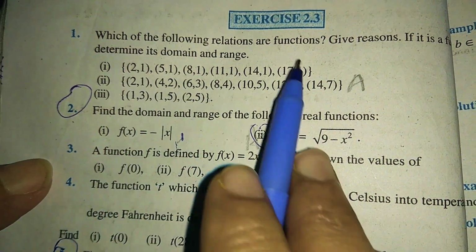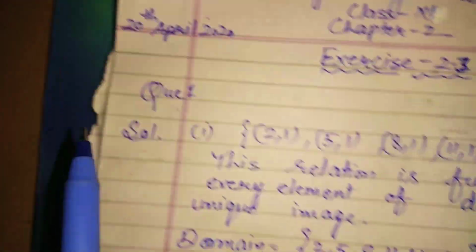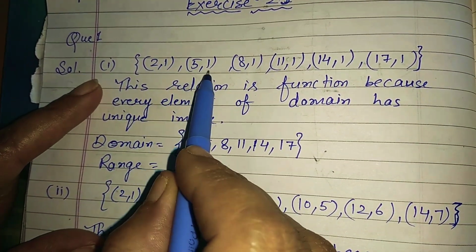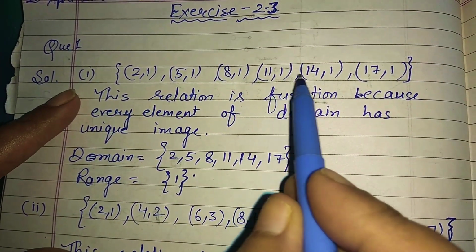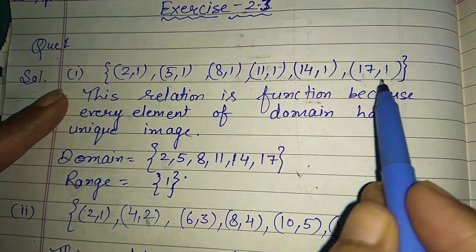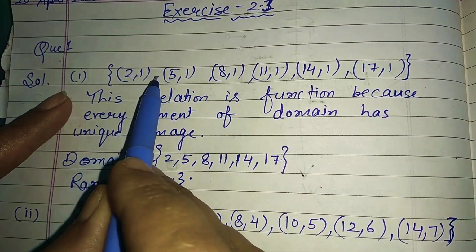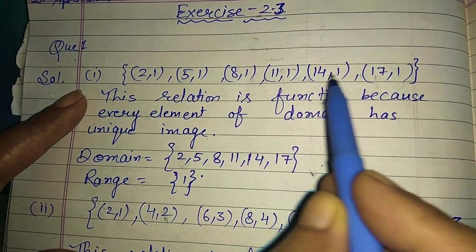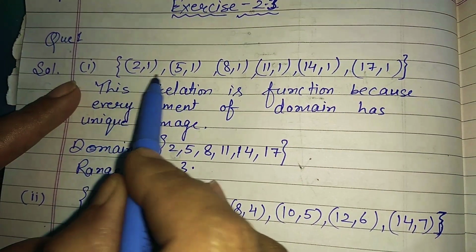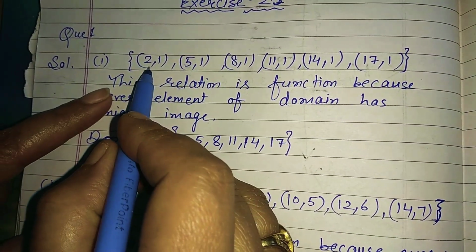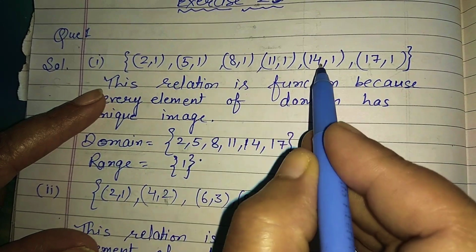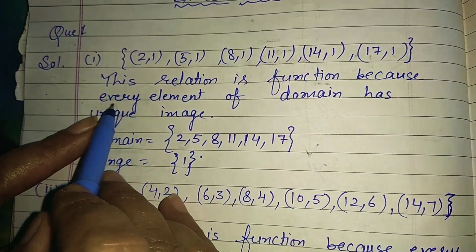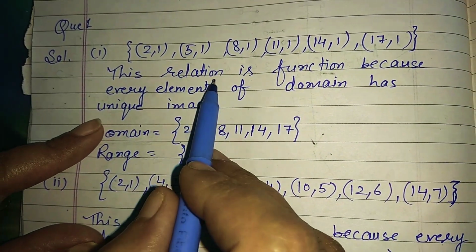So firstly we have to check which relation is a function. Look at the very first part. The relation is this: (2,1), (5,1), (8,1), (11,1), (14,1), (17,1). Look at the domain. Domain is the first element of the relation: 2, 5, 8, 11, 14, 17. Every element of the domain has a unique image, so this relation is a function.